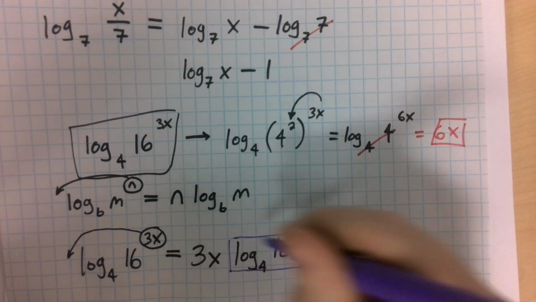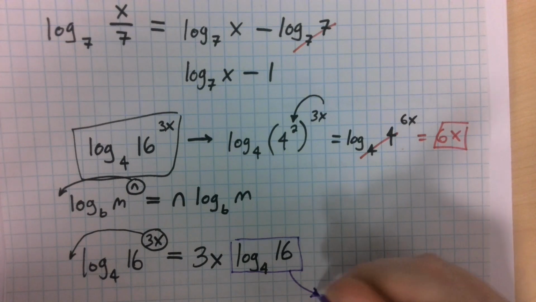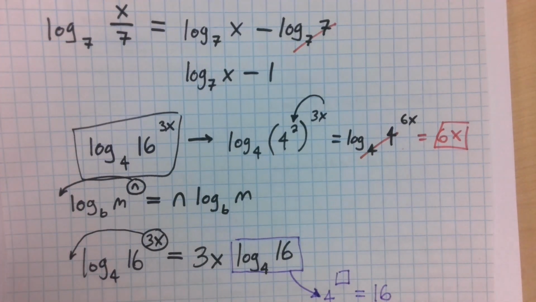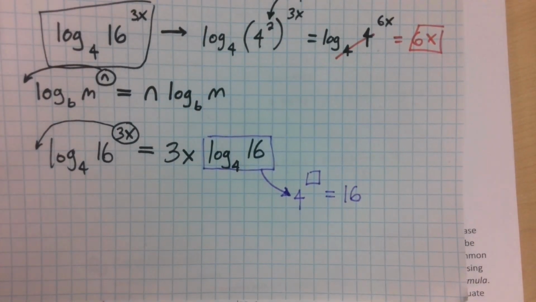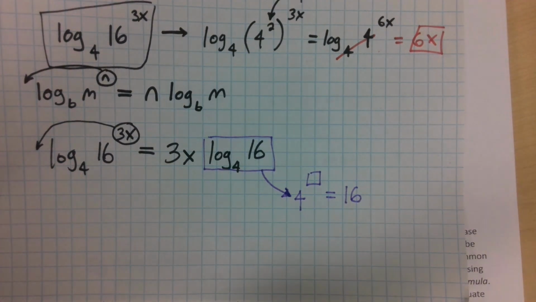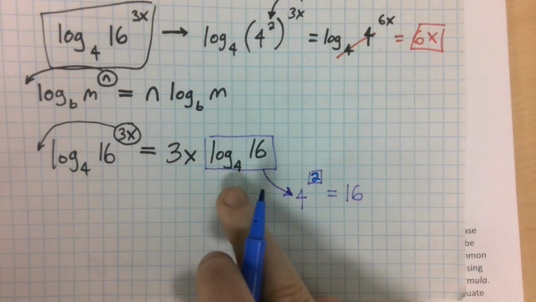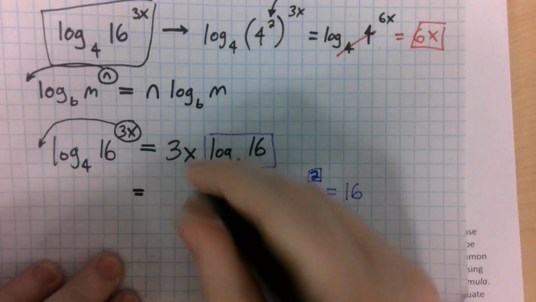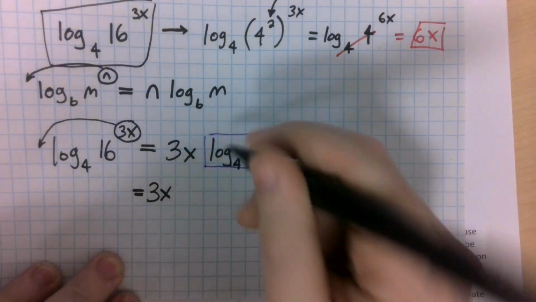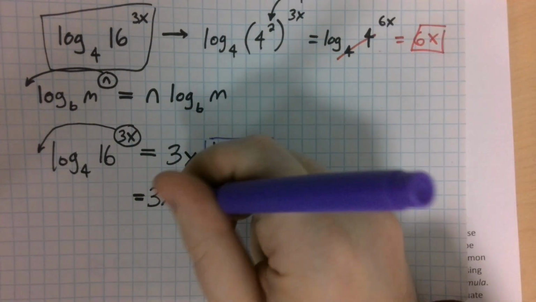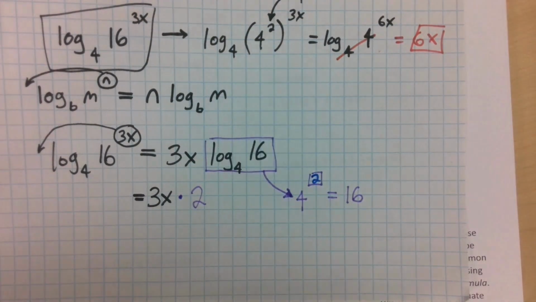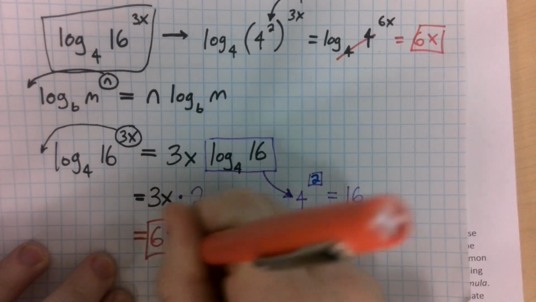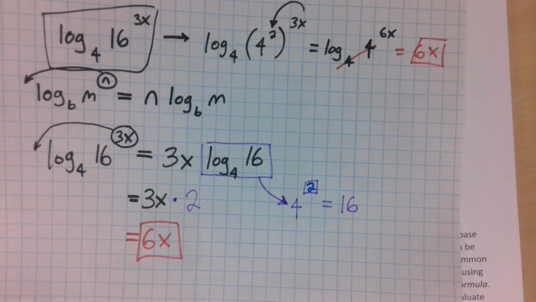So remember that log base 4 of 16 is the same as asking 4 to the what power equals 16? Well, we know that 4 squared is 16. So log base 4 of 16 just equals 2. That means we bring down our 3x, but instead of log base 4 of 16, that just equals 2. Our answer is just 3x times 2, which we know is 6x. The same answer we got using the other method.